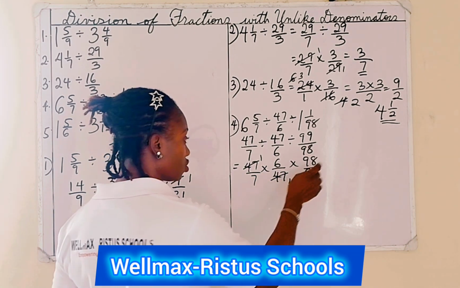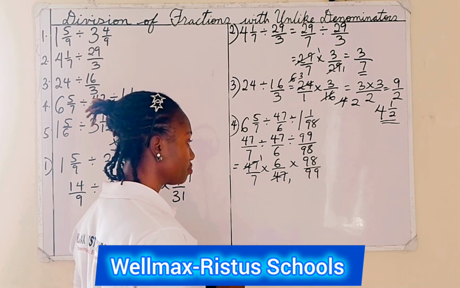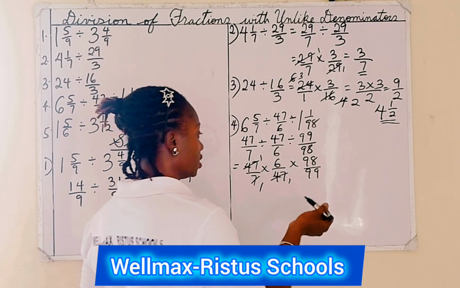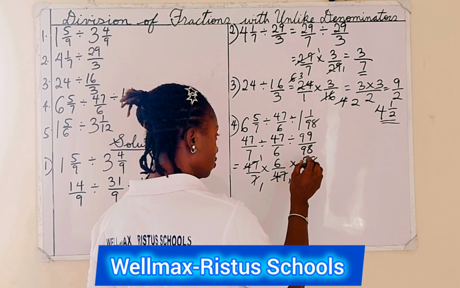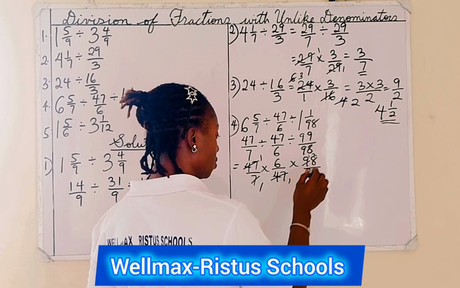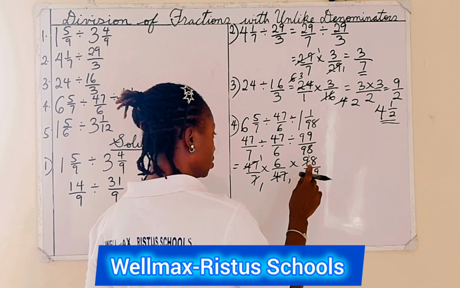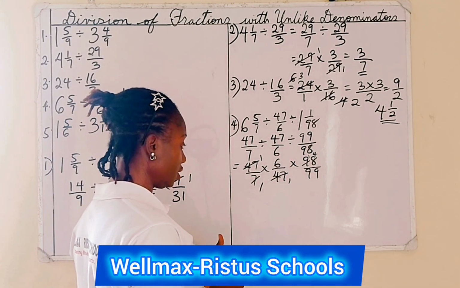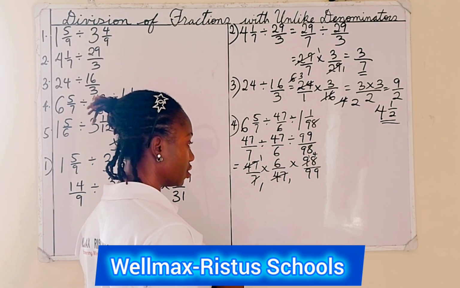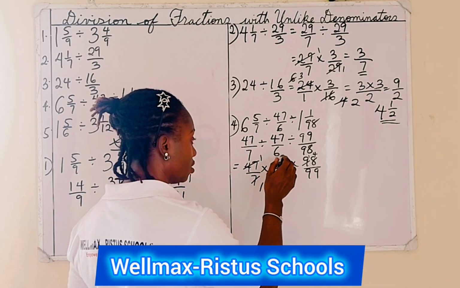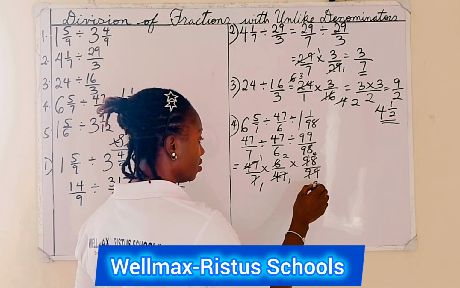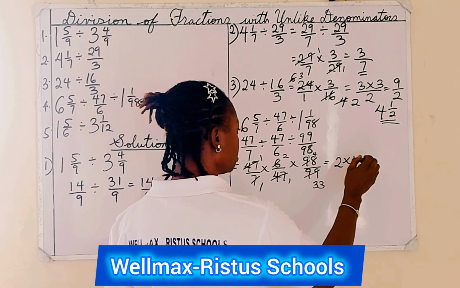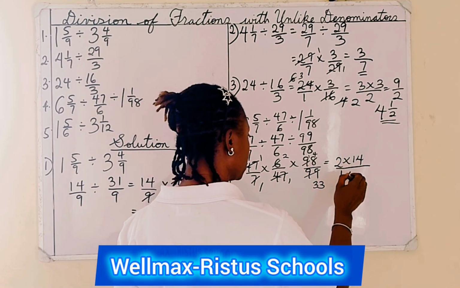Now can 7 go into 98? Okay. 7 can go here 1. 7 can go into 9 to give us 1 remainder 2, yes. Then 7 in 28 is 4. So that's 14. 7 goes into 98 14 times. 3 here, 2. 3 here, 33. Now I'm left with 2 times 14 over 1 times 33.